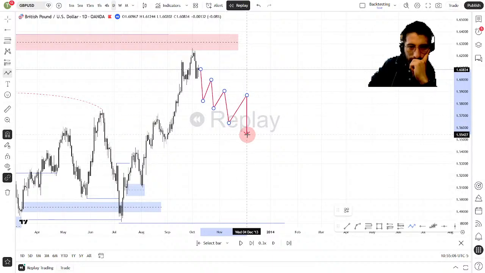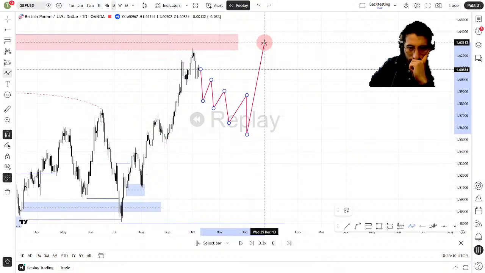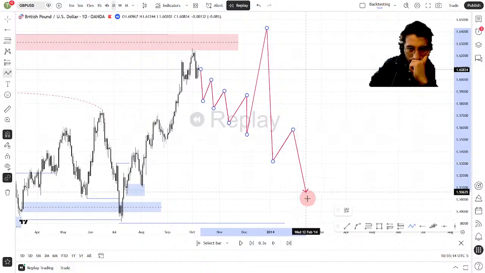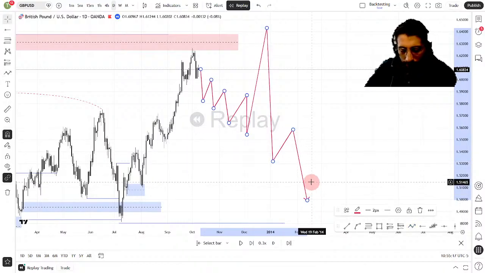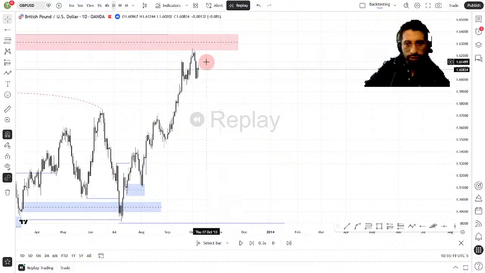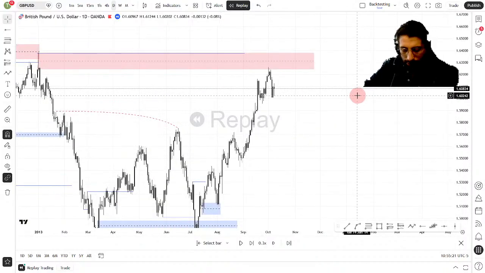And then, for example, I can enter in this order block or another block which is right here, and boom, continue with the impulse, and then boom, continue going downwards. But let's see what actually happens, or if we just continue with the uptrend. Simple. Let's see.